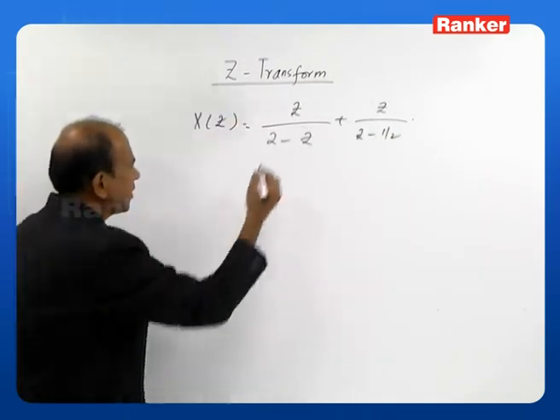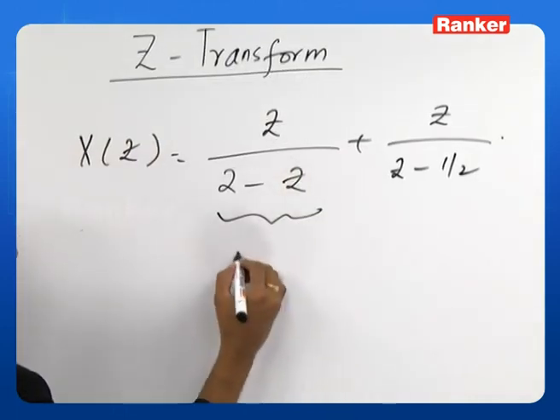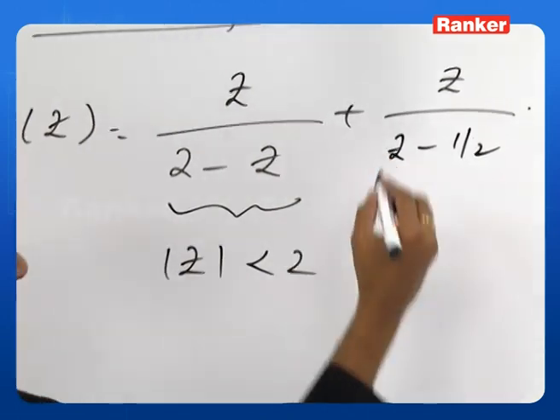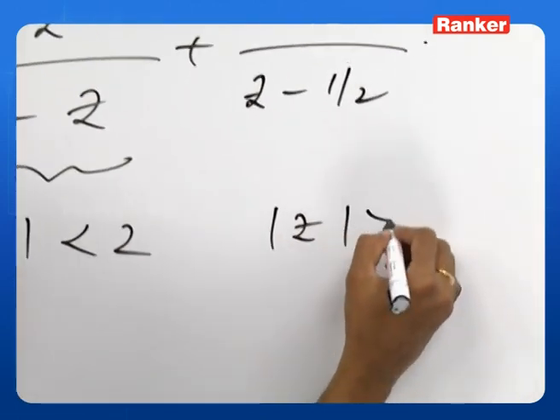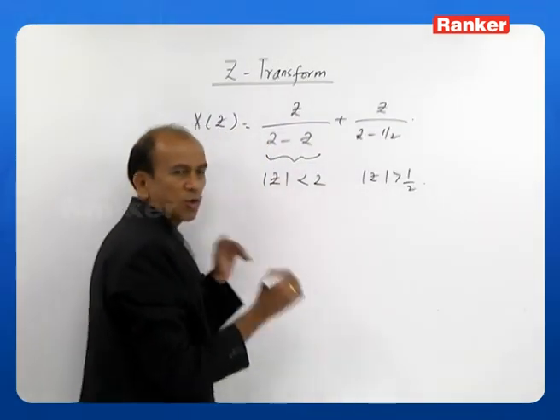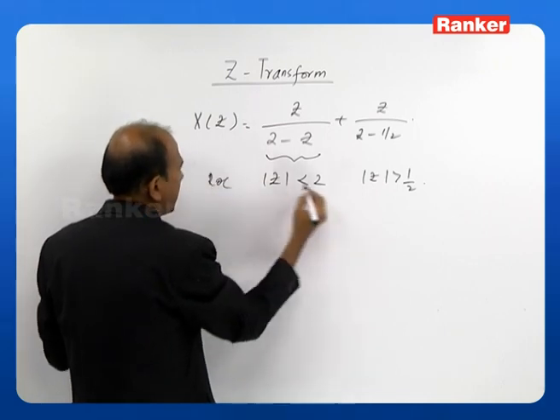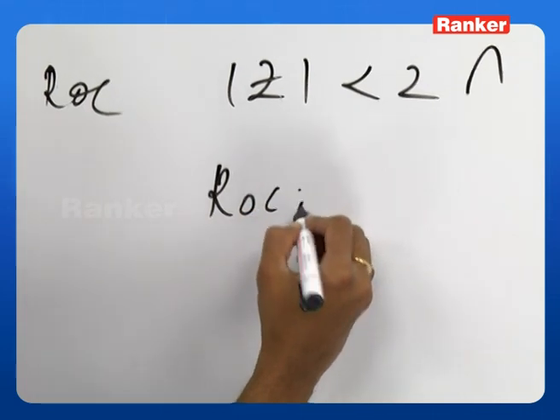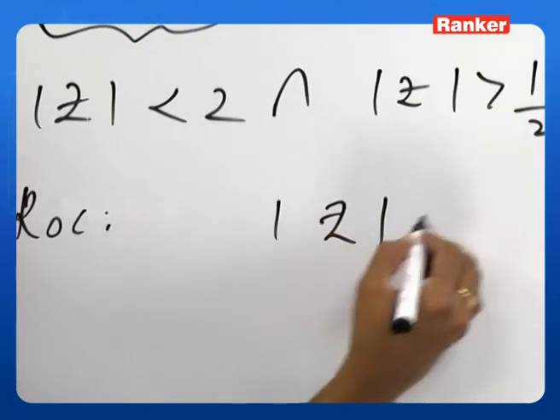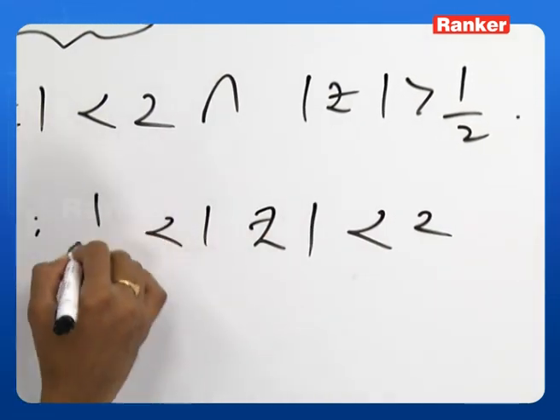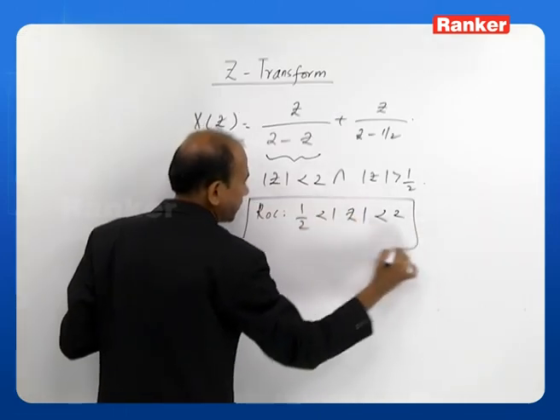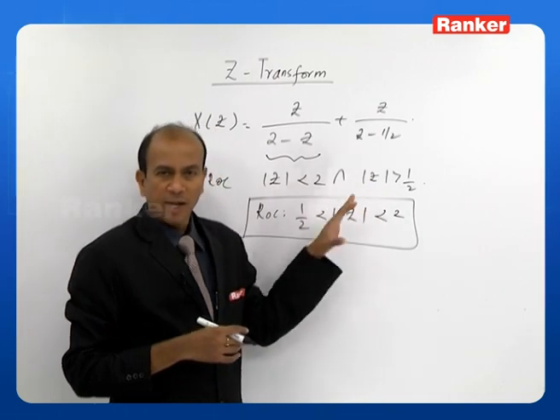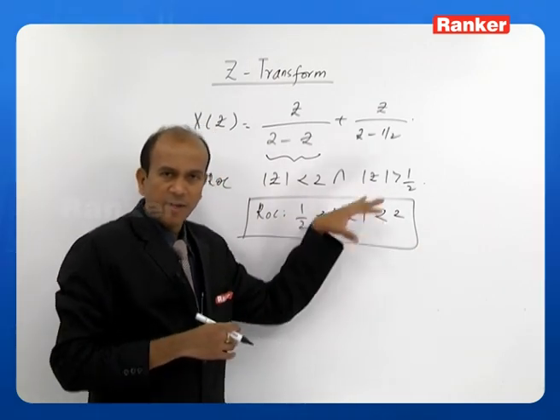So what is the ROC of this now? The ROC for this is z is less than 2 here, whereas the ROC for this is z is greater than half. So the total ROC will be the intersection of these two. So the total ROC for this will be z lies between half and 2. So this is the overall ROC. Earlier the ROC term may be removed and then you have to add this here.